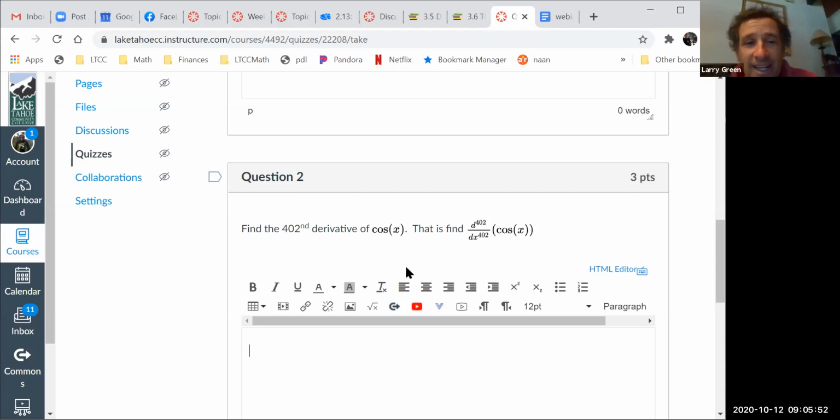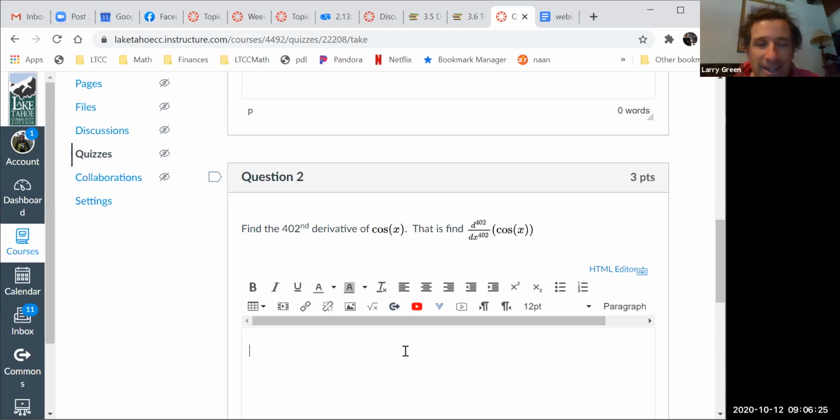Okay, let's find the 402nd derivative of the cosine of x. So that is find d^402 over dx^402 of the cosine of x. All right, here's the way you don't want to do it. You don't want to take derivatives 402 times until you're there. I purposely gave you an absurdly large number so you wouldn't even be tempted to do it, especially in a 20-minute quiz. So what do we do?